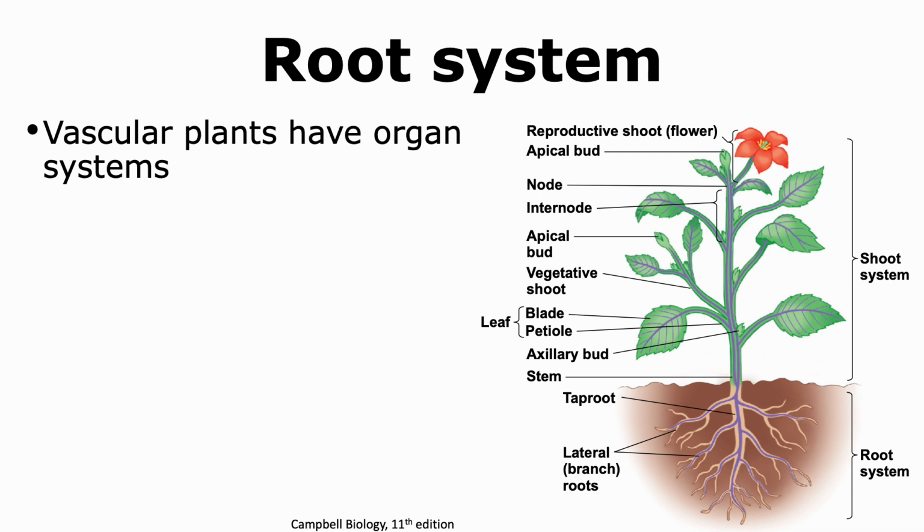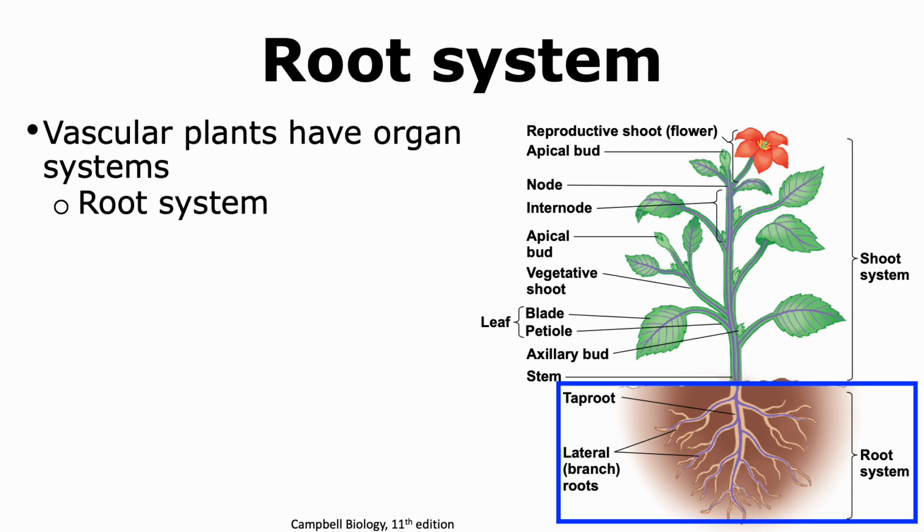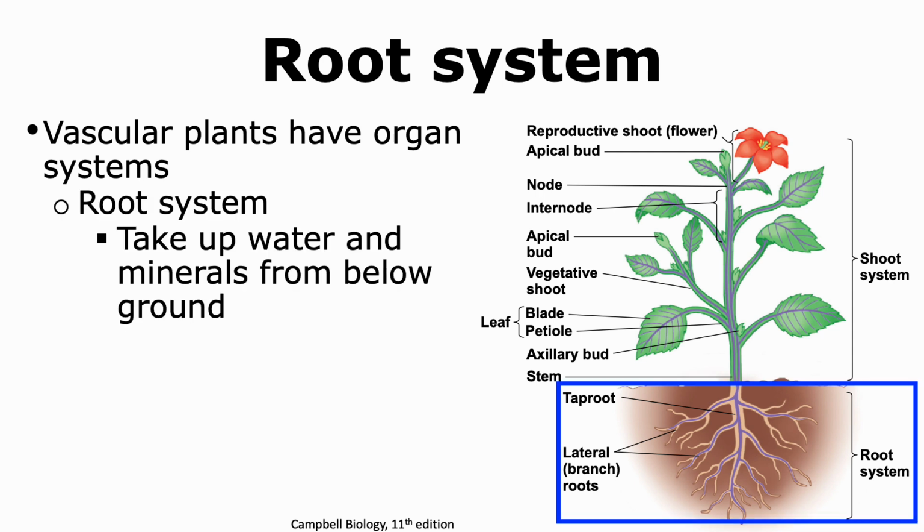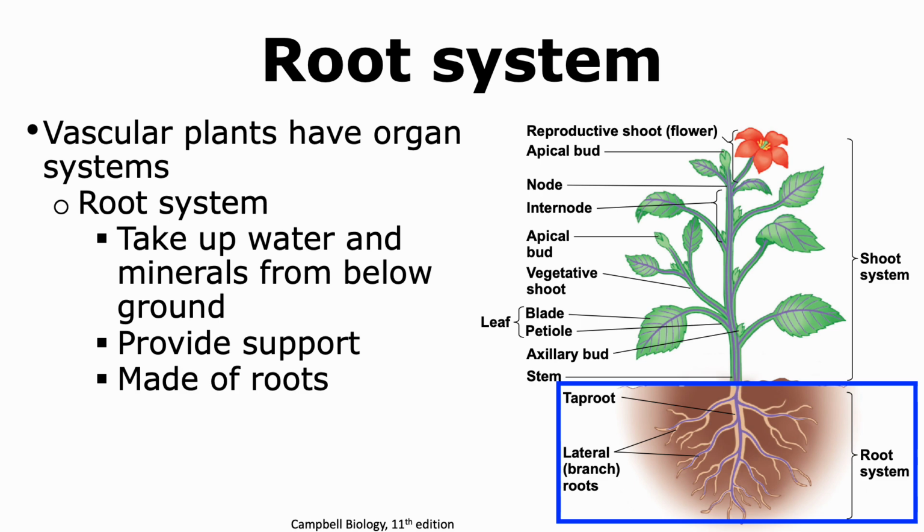Vascular plants have organ systems, which include the shoot system and the root system. The root system is the part of the plant that takes up water and minerals from below the ground and is able to transport it to other parts of the plant. The root system also provides support to the plant. The root system is made up of roots. There are different types of roots depending on the plant.